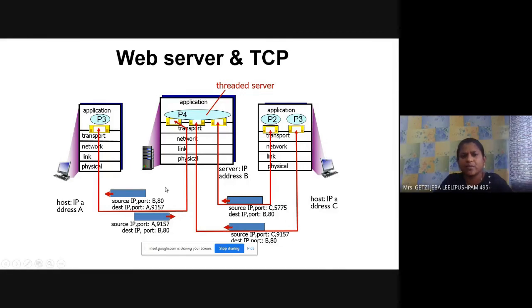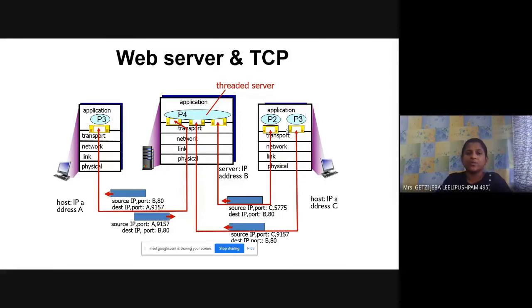So how does it identify the application? For example, here it says C, 5775. This is C, 9157. And here it is A, 9157. A, 9157 is asking for a science fiction book, so it will respond with that page. Now C, 9157 is asking for an education book, so now I will respond to that. Then this person is asking for networking as a topic, so let me respond with his page. So this is how the web server responds over TCP, the transport layer.